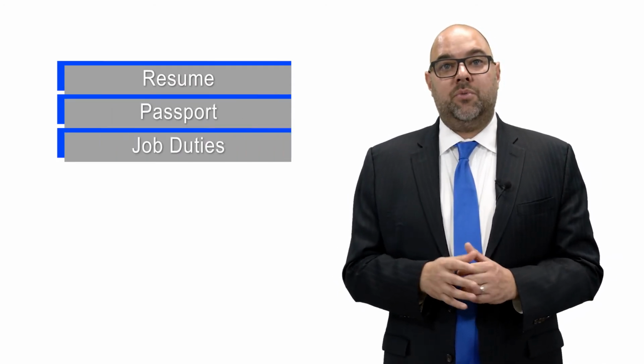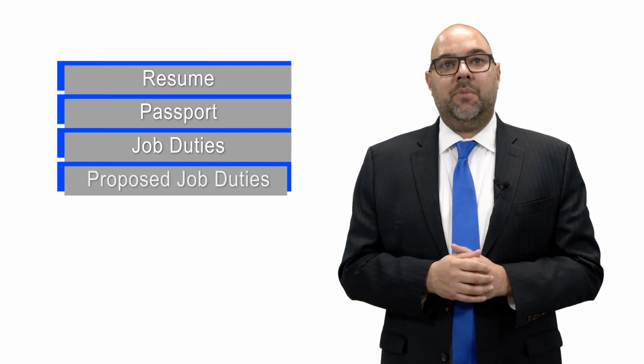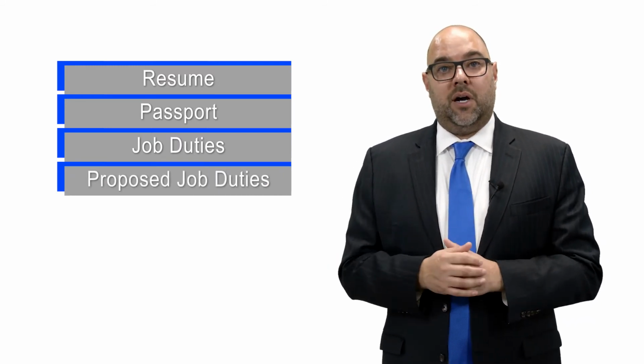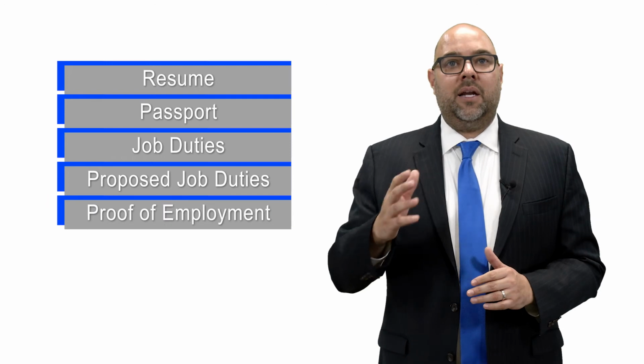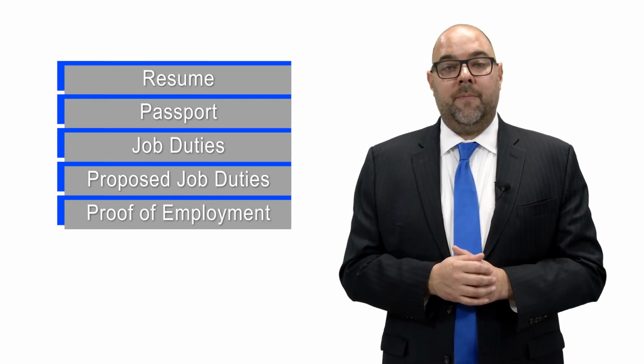The employee being transferred will also need to provide documents including a resume, passport, detailed statement explaining the job duties with the foreign company, detailed statement of the proposed job duties with the U.S. company, and pay stubs and other proof of employment with the foreign company. Now, this is just a general list of documents that may be needed from the foreign company, U.S. company, and the employee. Each case is evaluated on a case-by-case basis, and your list of documents will be customized based on your company's particular industry and other factors.